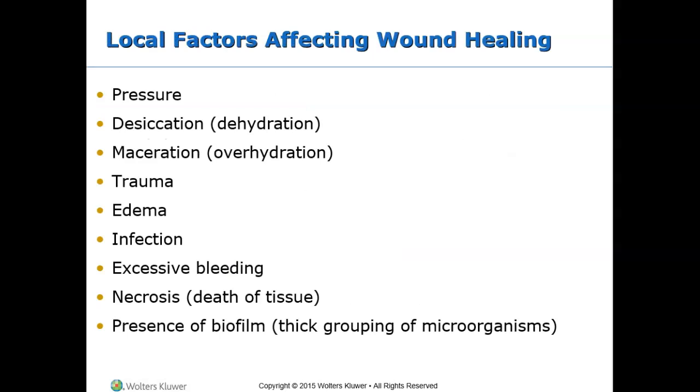There are many factors that affect wound healing. We've talked about many of them in class already. These include things that occur directly in the wound, like pressure, which disrupts the blood supply to the wound. Desiccation is when the cells dehydrate and dry up and die in a dry environment, and that's why wounds are kept moist. So desiccation we want to avoid.